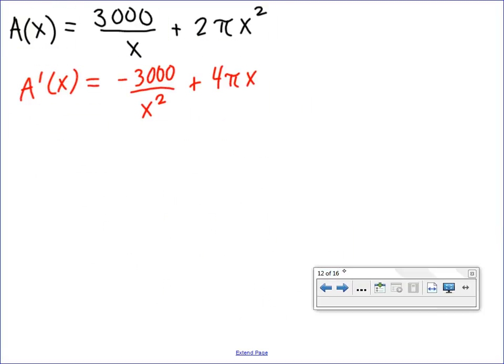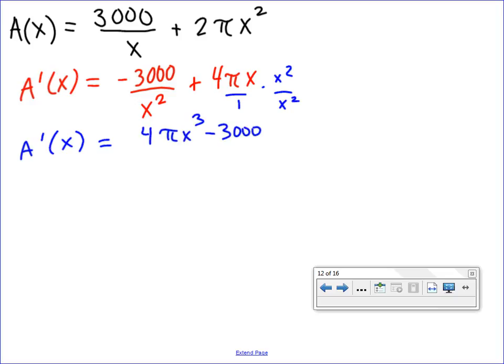And now we want to see when this A prime expression equals 0 or is undefined. So what do we do? Well, I'm going to rewrite it as a single fraction. I'm going to multiply top and bottom by x squared to create a common denominator, and I'll get 4 pi x cubed minus 3,000 all over x squared.